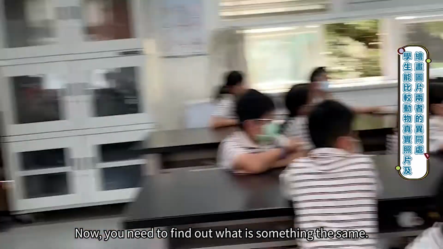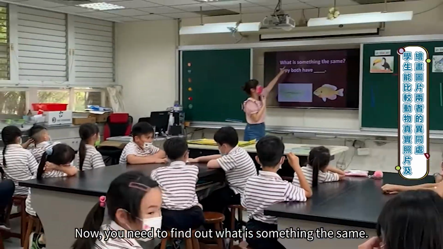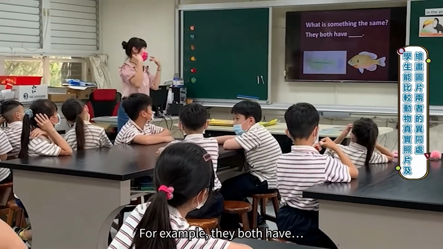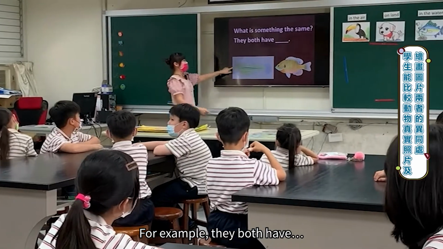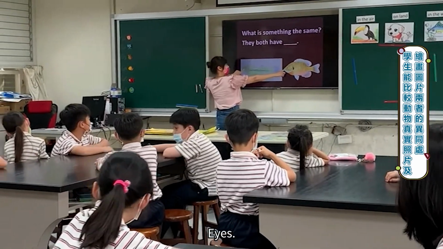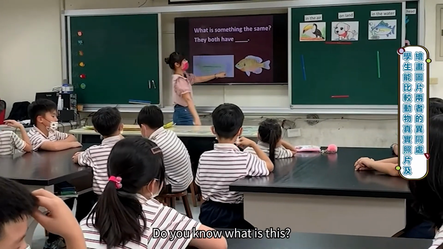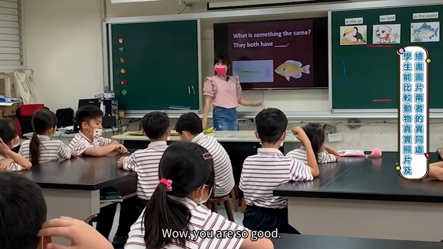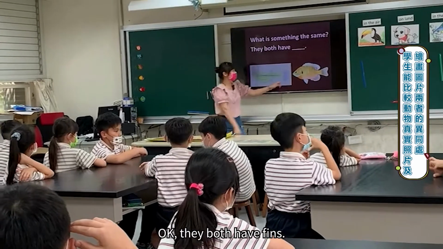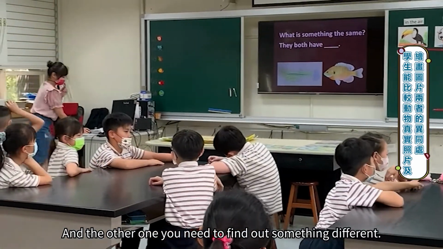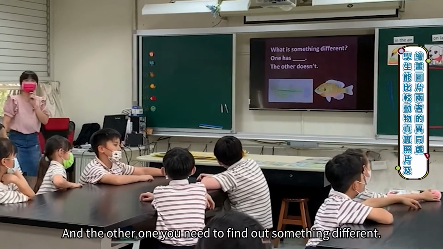Now, you need to find out what is something the same. For example, they both have eyes. And they both have, do you know what this is? Wow, you are so good. Okay, they both have fins. And the other one, you need to find out something different.